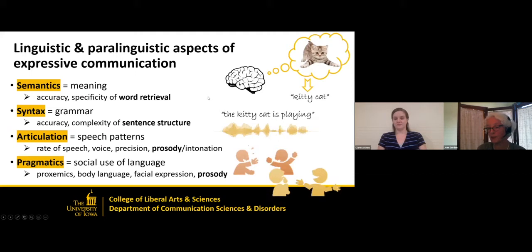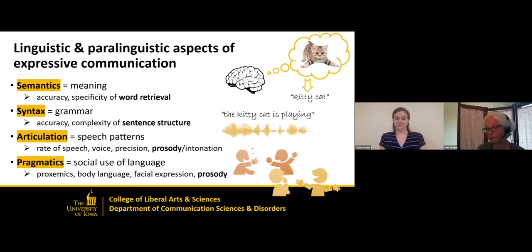Regardless of the purpose of communication, it consists of multiple components or tools that are used to convey messages. And these domains of language are things that we as speech-language pathologists assess to see if somebody has a communication disorder.